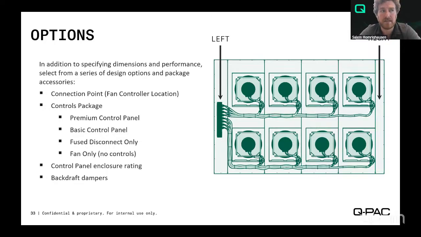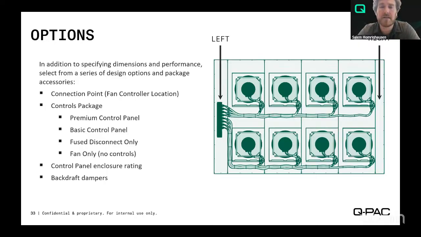And then there is an indoor-outdoor rating for the control panel, and then there's an option for backflow prevention, which will be either a blank-off plate or dampers. At Q-PAC, we really discourage the use of dampers unless it is an ultra-critical application. Dampers are going to increase the static pressure of the system. They're going to decrease efficiency, and they're also going to be another maintenance item for you. So we discourage their use.